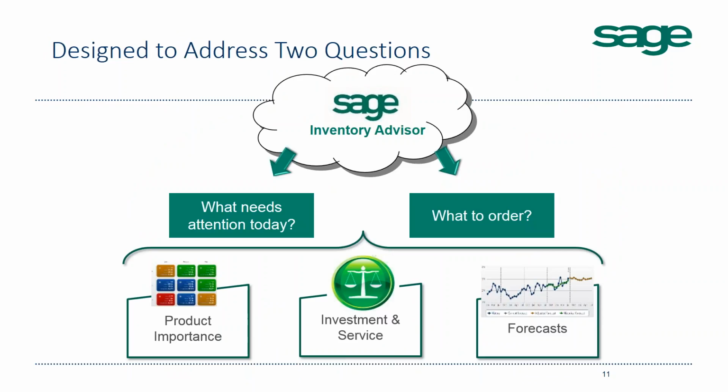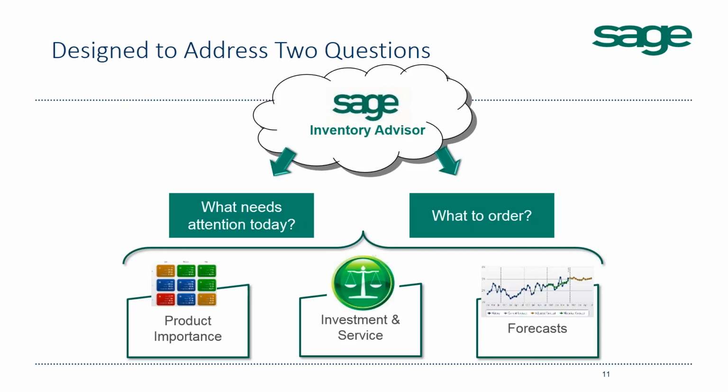Now, what Inventory Advisor is designed to do is really a couple of things. From an inventory perspective, it's designed to alert you or give you a heads up on those items that need attention. From there, you can drill into detail with all of the information you need to make decisions to address those items. It'll also recommend what you need to order, whether that's a work order for a manufactured item or a purchase order for a purchased item. But to do that, it brings several capabilities to the table.